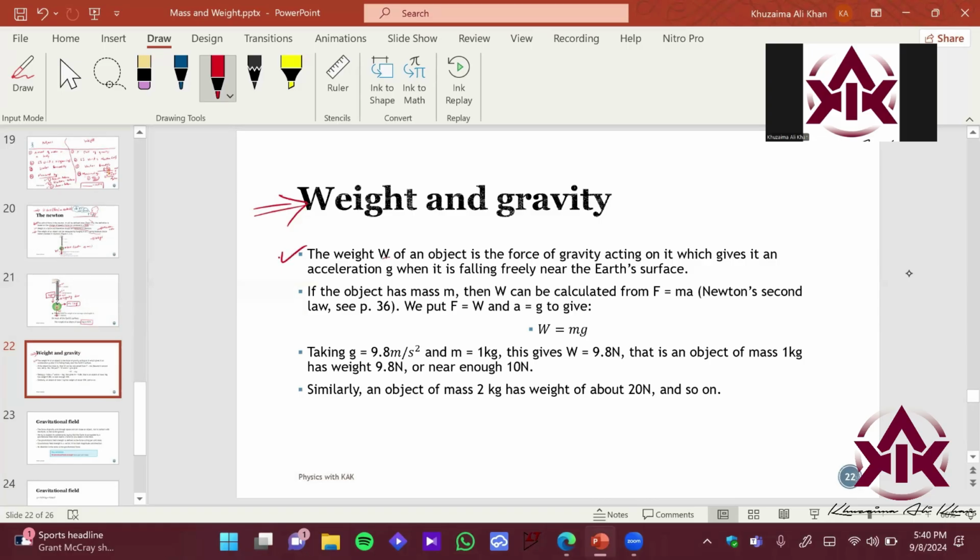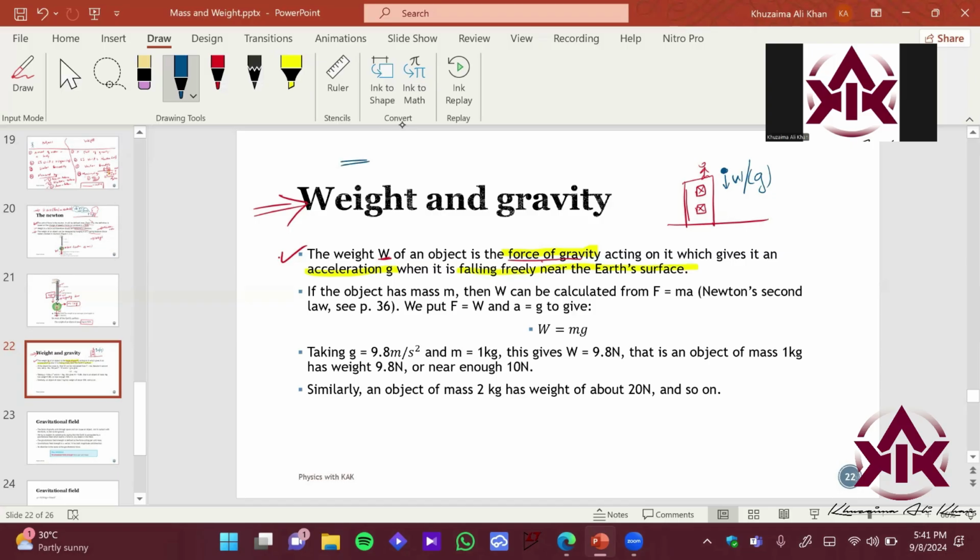The weight, called W, of an object is the force of gravity acting on it, which gives it an accelerating value g when it is falling freely near the Earth's surface. That is pretty important. What is happening here? Imagine you are on top of a building, and you throw a ball from here, a tennis ball, let's say. Since the ball is falling freely, we are not applying any force on it. It's completely falling under gravity. The only force acting on it is its weight, and it is falling at an acceleration equal to gravity. So this is called free fall motion, and that can be used to find the equivalent weight of this particular body.